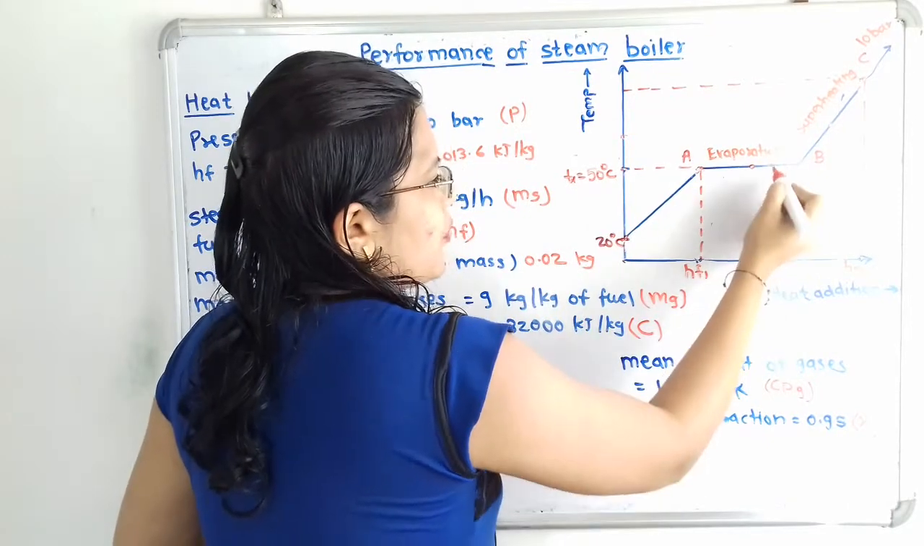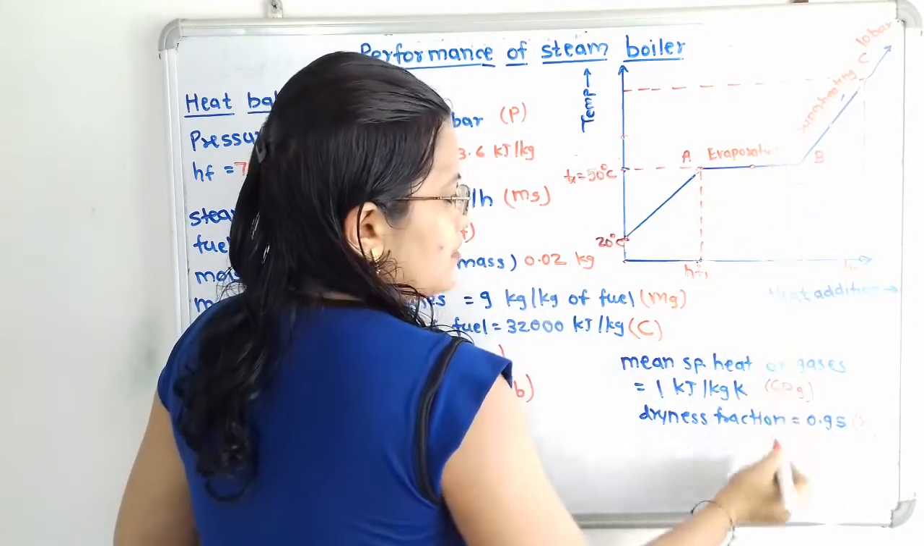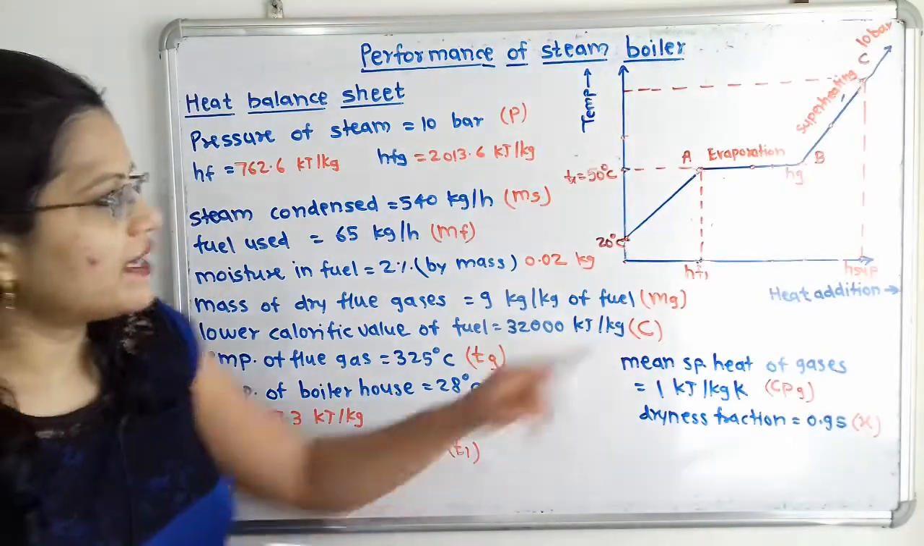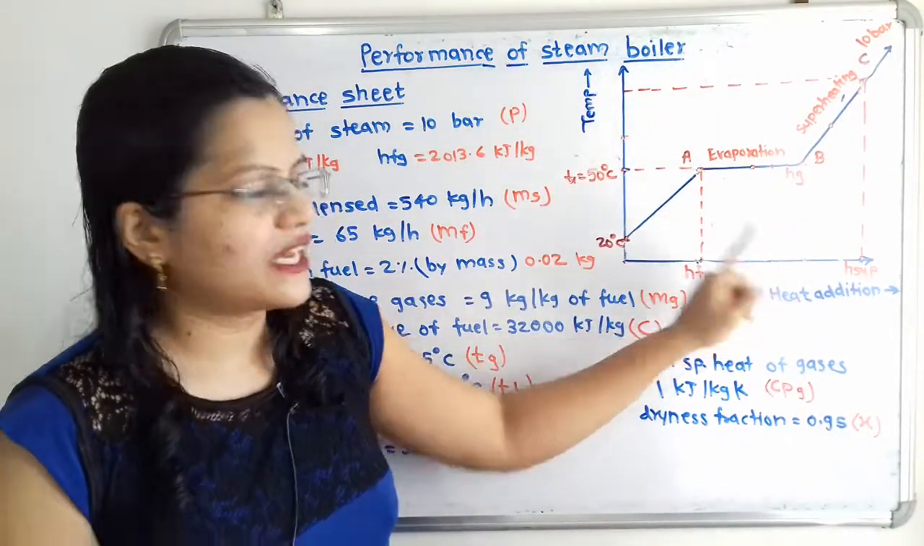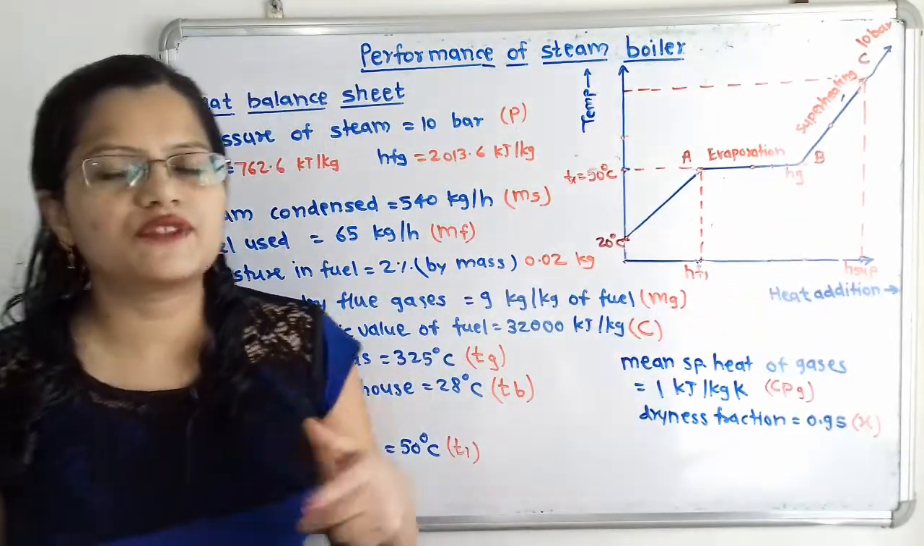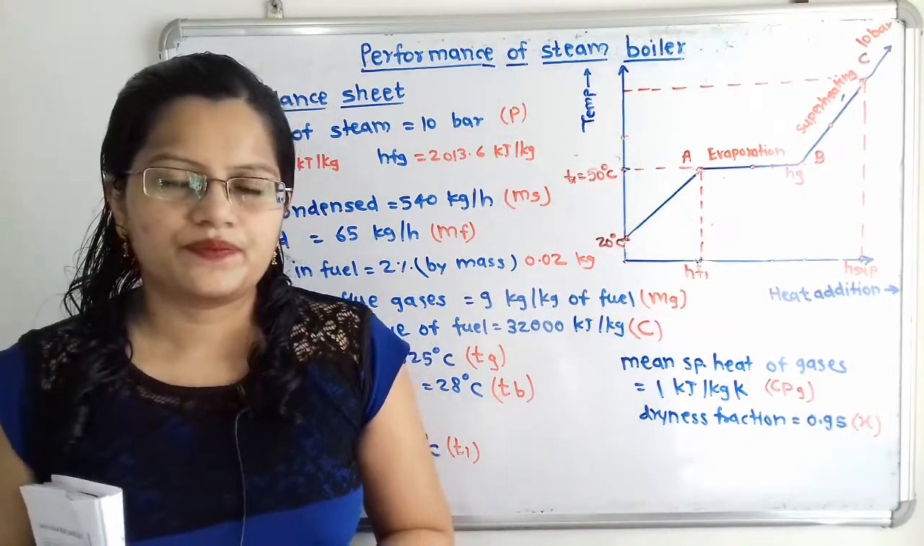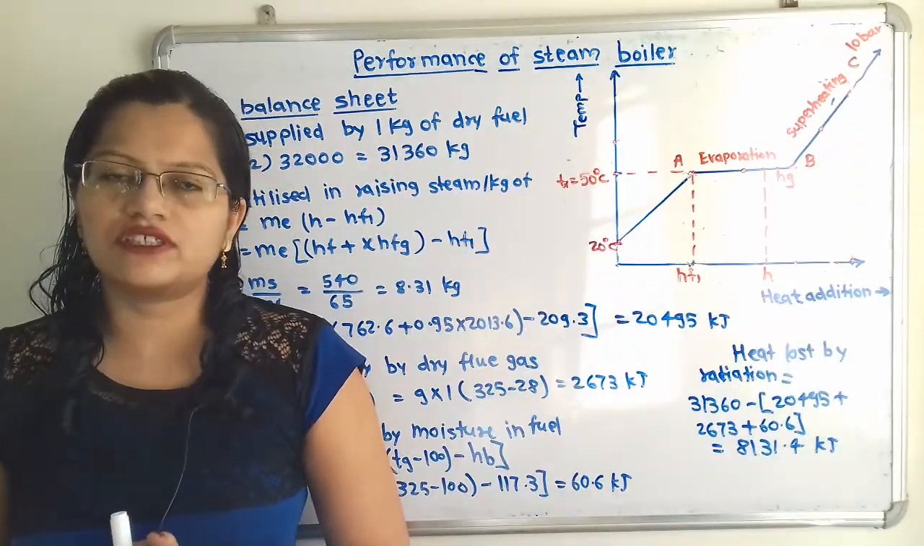Say, suppose this point. Then the enthalpy is H, and we have to find out the enthalpy H for the wet steam. Now we will move to the calculation part.